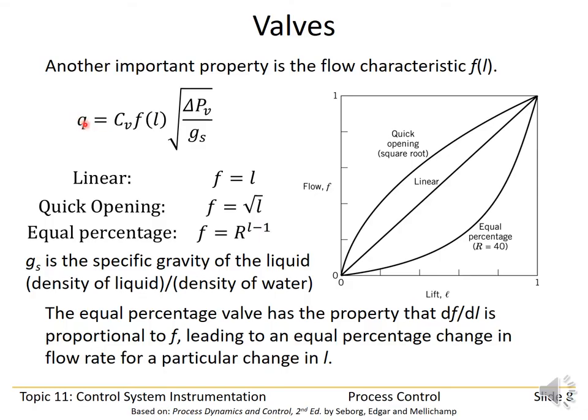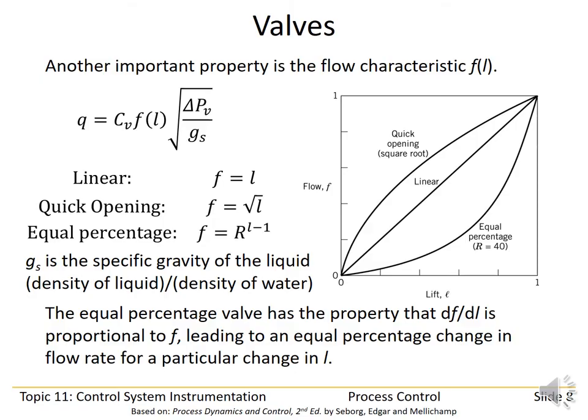And the relationship between the lift and the flow rate through the valve is given by this expression, where CV is the valve coefficient, F of L is this flow characteristic, delta PV is the pressure drop across the valve, and GS is the specific gravity of the fluid, which is the density of the fluid divided by the density of water. Okay, the equal percentage valve might seem like an unusual choice. It has the property that dF/dL is proportional to F, so there is an equal percentage change in the flow rate for a particular change in the lift L.